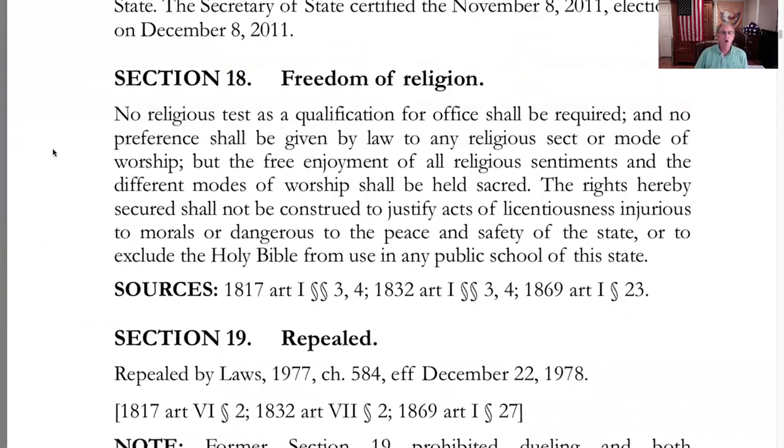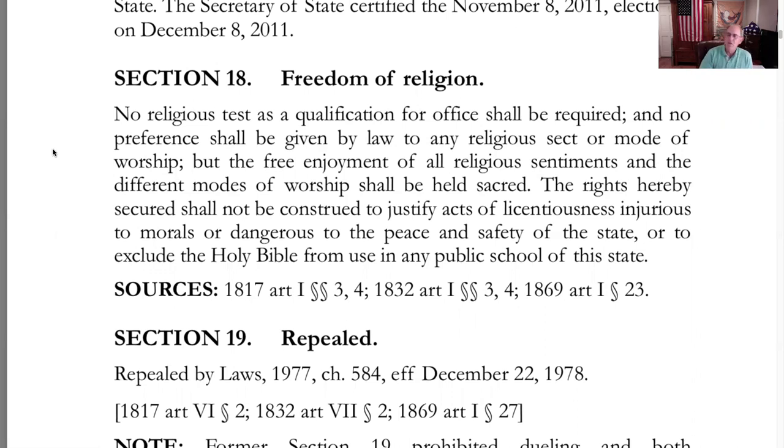And we see no religious test as a qualification for office shall be required, and no preference shall be given by law to any religious sect or mode of worship, but the free enjoyment of all religious sentiments and the different modes of worship shall be held sacred. The rights hereby secured shall not be construed to justify acts of licentiousness, injurious to morals, or dangerous to the peace and safety of the state, or to exclude the Holy Bible from use in any public school in this state.